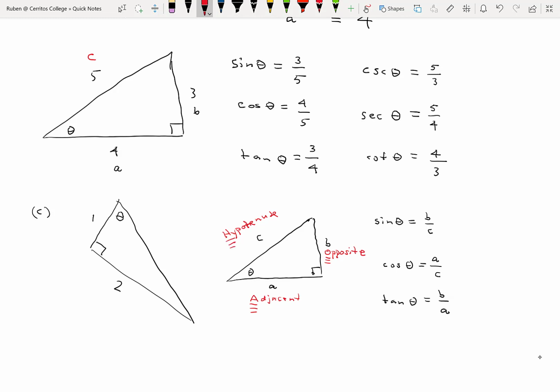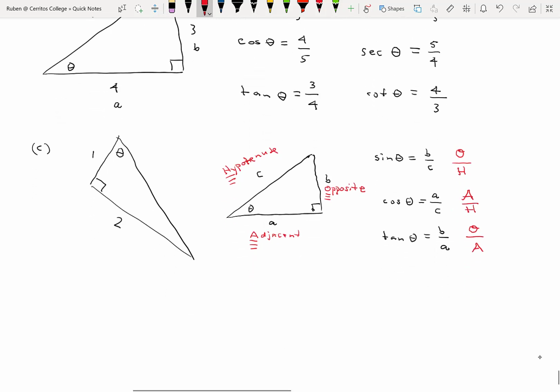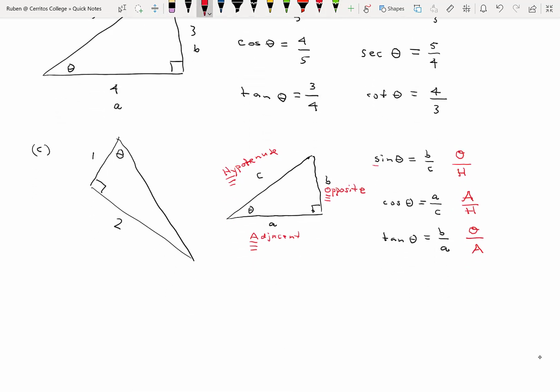So the sine is opposite over hypotenuse, O over H. The cosine is adjacent over hypotenuse. And the tangent is opposite over adjacent. Okay, I'm going to go one step even further. With the three trig functions listed, I'm going to abbreviate further. I want to look at just the first letter of each.